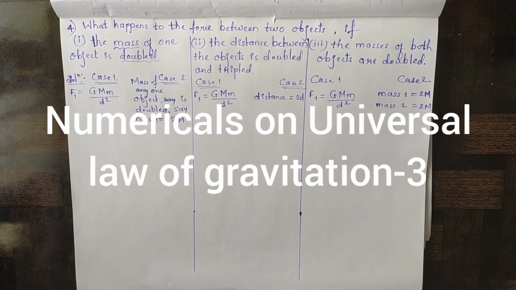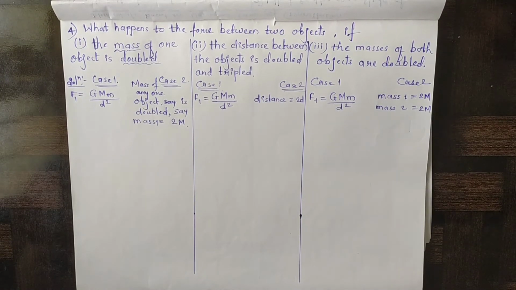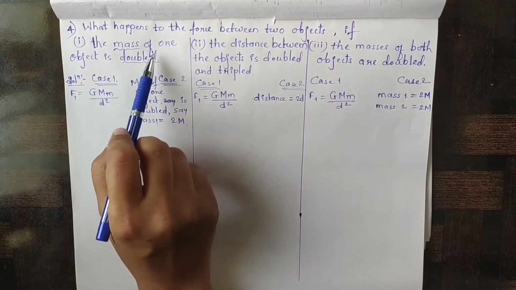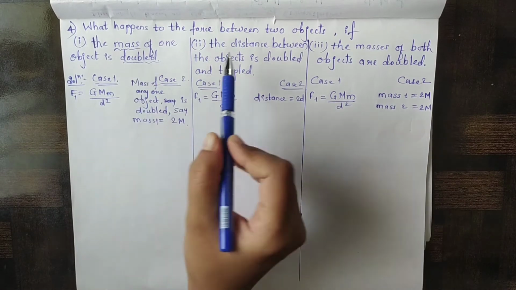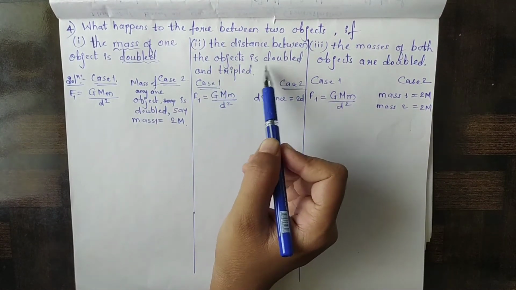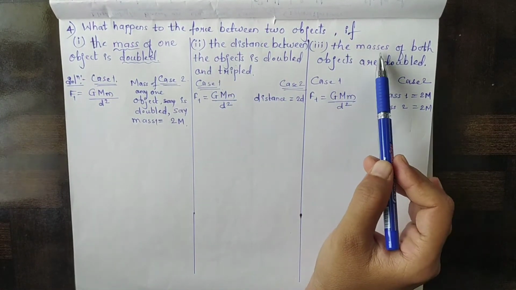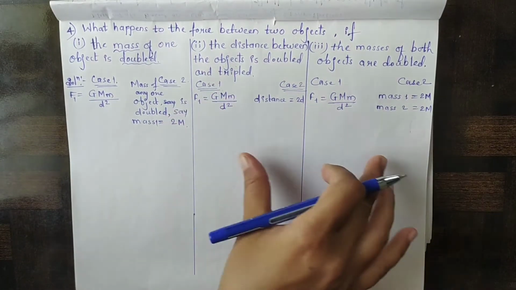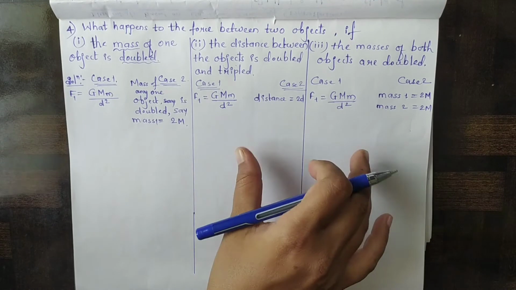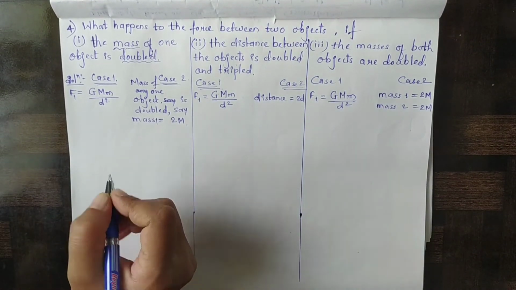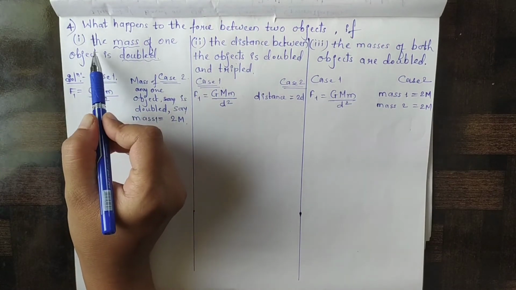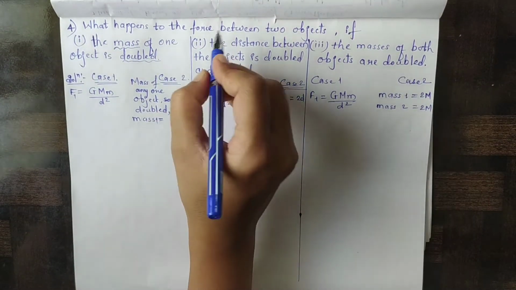The next problem based on the law of gravitation is: what happens to the force between two objects if the mass of one object is doubled, if the distance between the objects is doubled and tripled, and if the masses of both objects are doubled. So we have separately written the three statements, the three conditions. Let us start with the first condition. What happens to the force between the two objects?